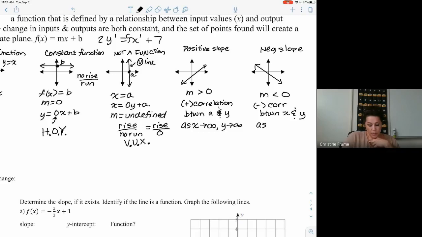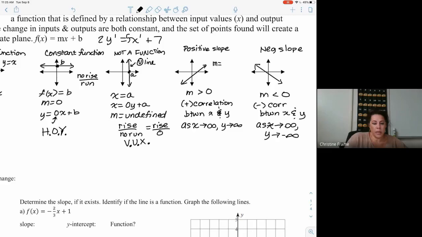And in calculus, we would say as x approaches infinitely large values, our y would approach infinitely small values. So the bigger the x, the smaller the y. They don't have a positive relationship. Okay. For slopes, let's go back to positive here.